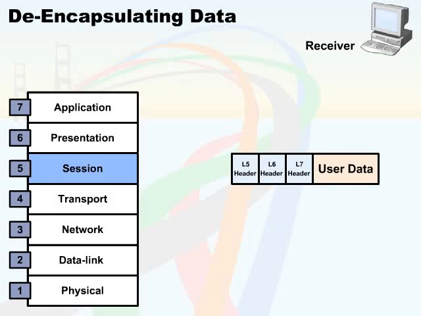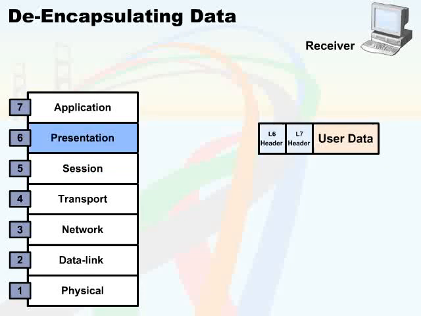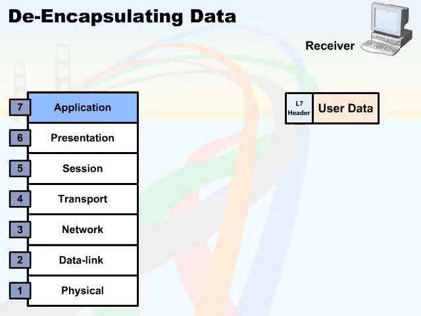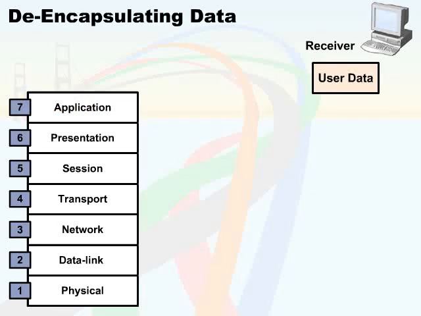Here at layer 5, session level information is stripped off. Layer 6 information is applied and then stripped off, finally leaving us with nothing but the application layer data, where authentication or synchronization of peers may have occurred. Once layer 7 has its job done, then plain user data is passed up to the actual application.